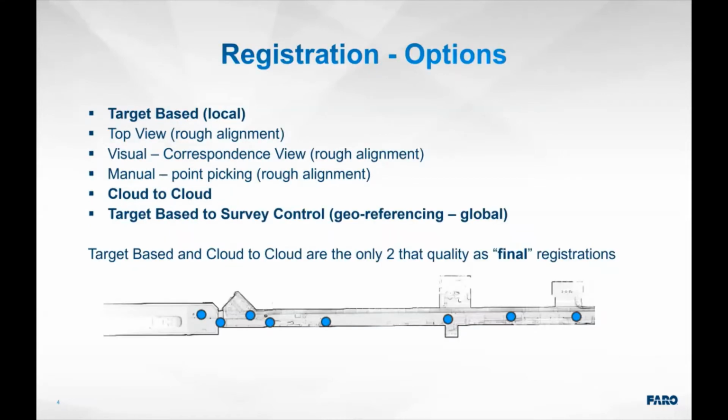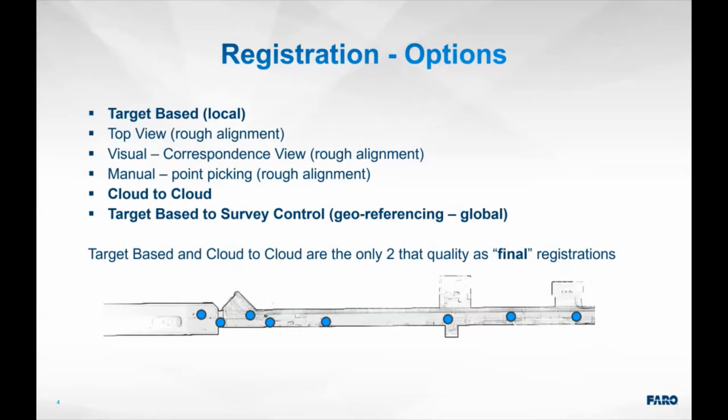So, registration options. This is, I think, the earliest stage where people start to get confused. From my experience, that's because there are a lot of different things thrown at you, especially when you get to the registration tab, and this is across all software. You're getting asked, do you want to do things automatically, manual, target based, top view, visual, manual, cloud to cloud? It sounds like so many different options, but once you get your head around it, there are actually only two real ways of properly registering scans. That is target and cloud to cloud. If you keep that in mind, things start to get a lot easier.